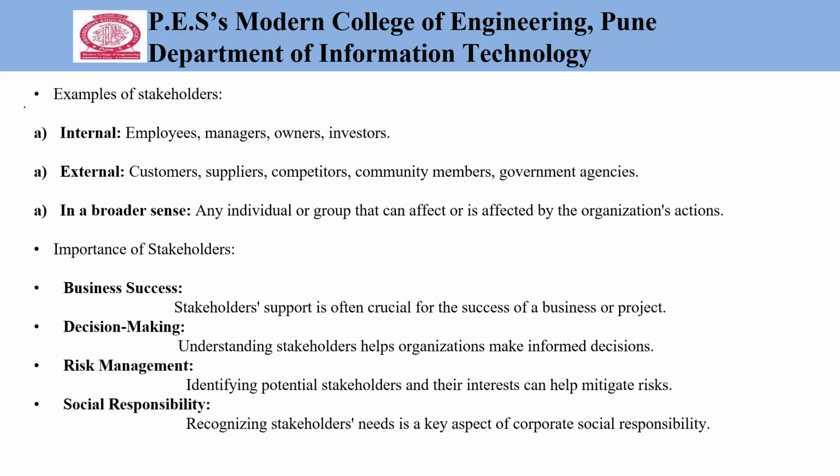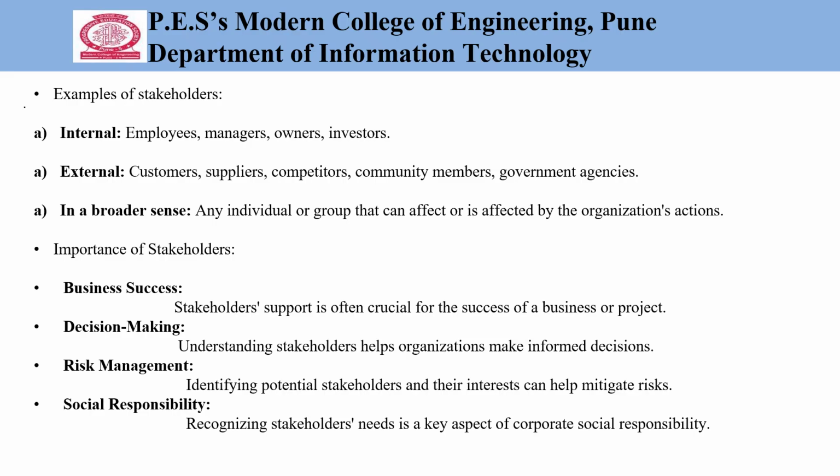Now, some examples of the stakeholders. So, what are the examples? That is internal, external, and the broader sense. In internal, we already discussed that employees, managers, owners, and the investors come under internal. And the external ones are customers, suppliers, competitors, community members, and the government agencies. In a broader sense, any individual or group that can be affected or is affected by the organization's actions. Now let's see the importance of the stakeholder.